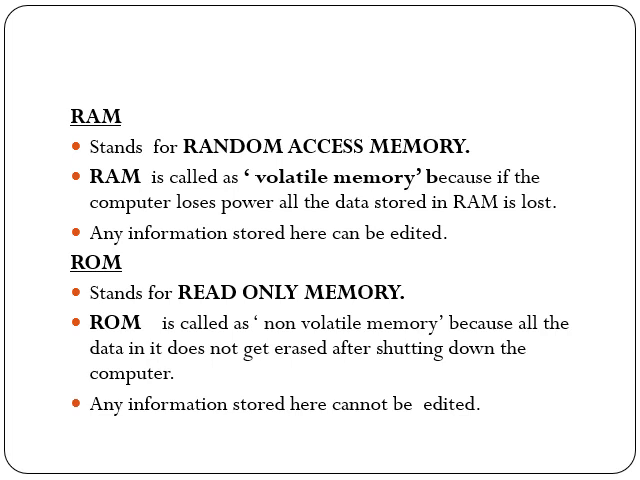RAM is also called a volatile memory, and whenever the computer loses power, all the data stored in RAM is lost, and any information that is stored in RAM can be easily edited.